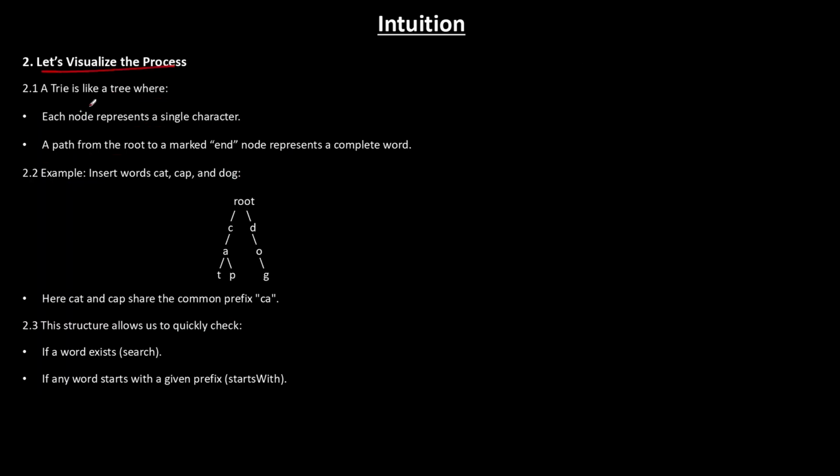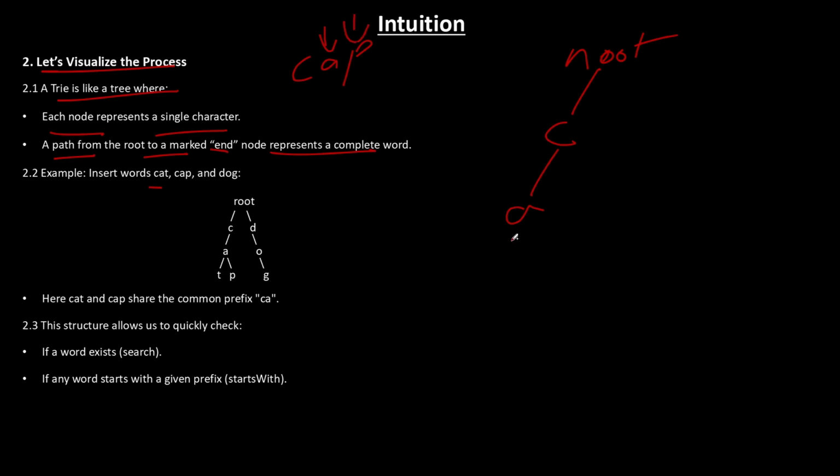Now let's visualize the process. A trie is a tree where each node represents a single character. A path from the root to a marked end node represents a complete word. So what does that mean? Suppose you are starting with a root in a tree, and I have given you a word, cap. Let's take cap first. We'll come here. You will store C here. Then you will come to A. You will create another. Then you will come to P. Then you will create another. So this says that from C you can go to A, and from A you can go to P.